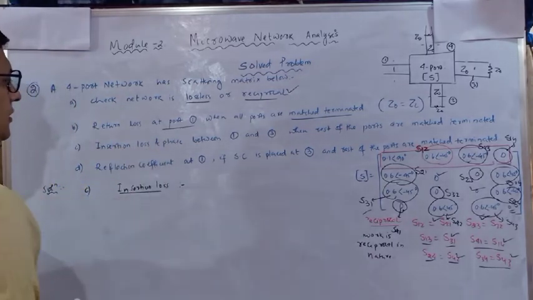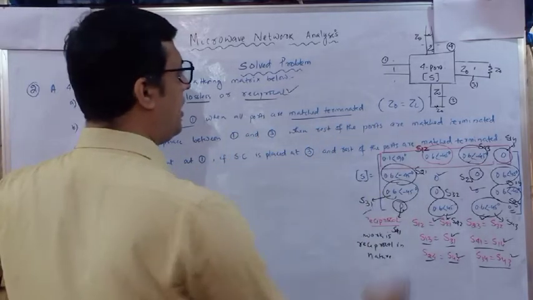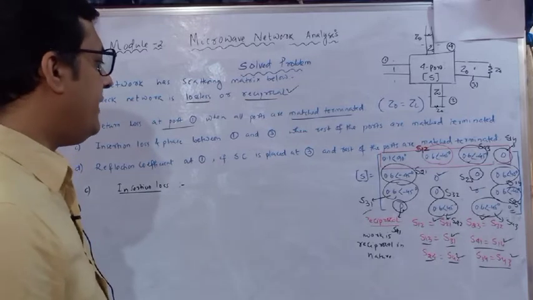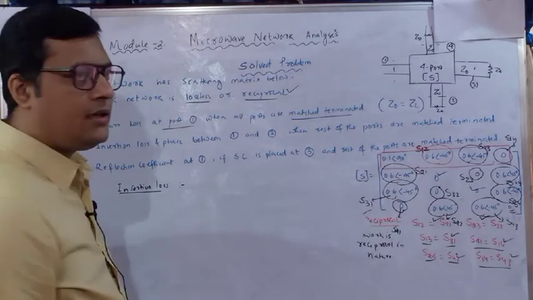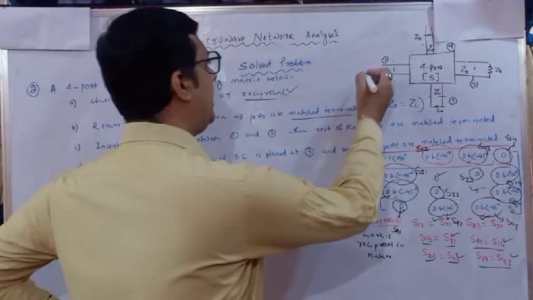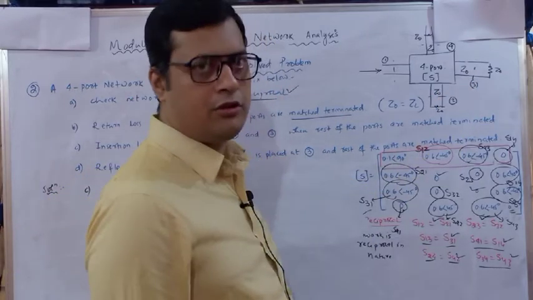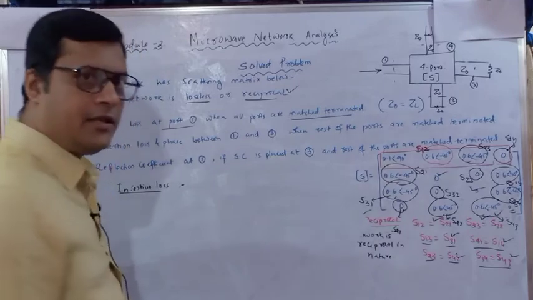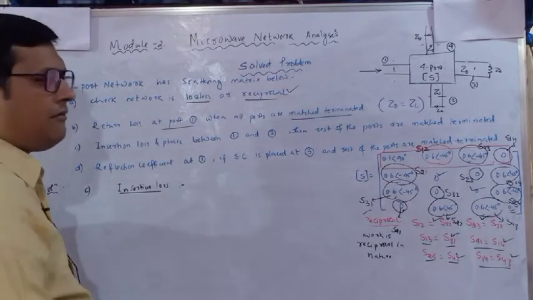So the insertion loss between port 1 and port 3, and the rest of the ports, are perfectly matched terminated. Done. Now in this, 1 and 3 are active. That means I will provide the power at port 1 and the output I can measure at port 3. But port 2 and port 4 both are match terminated. If both are match terminated, then what will be our relation?